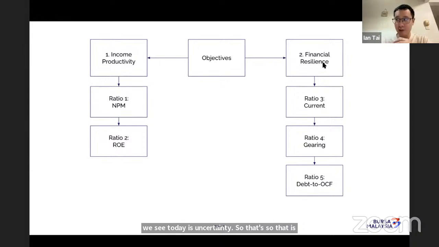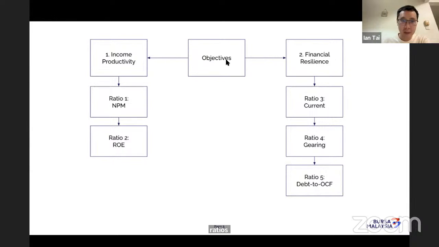So because of this, we want to have a stock, a business, that is financially resilient. Financially resilient to not just be income productive in good times, but also in bad times. Good times, bad times, it can survive and thrive. So that is why we look into financial ratios. This is the second reason, financial resilience.